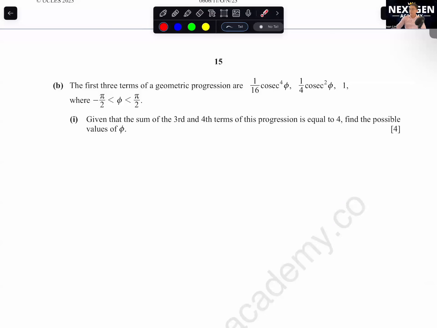Okay, given that the sum of the third and the fourth term of this progression equals 4. Okay, equals 4. Find the possible values of phi.